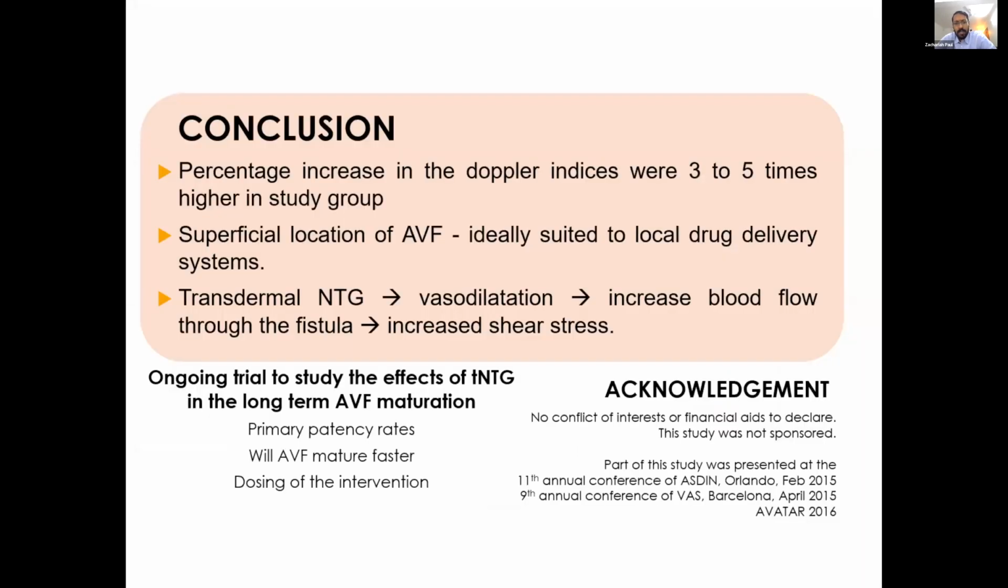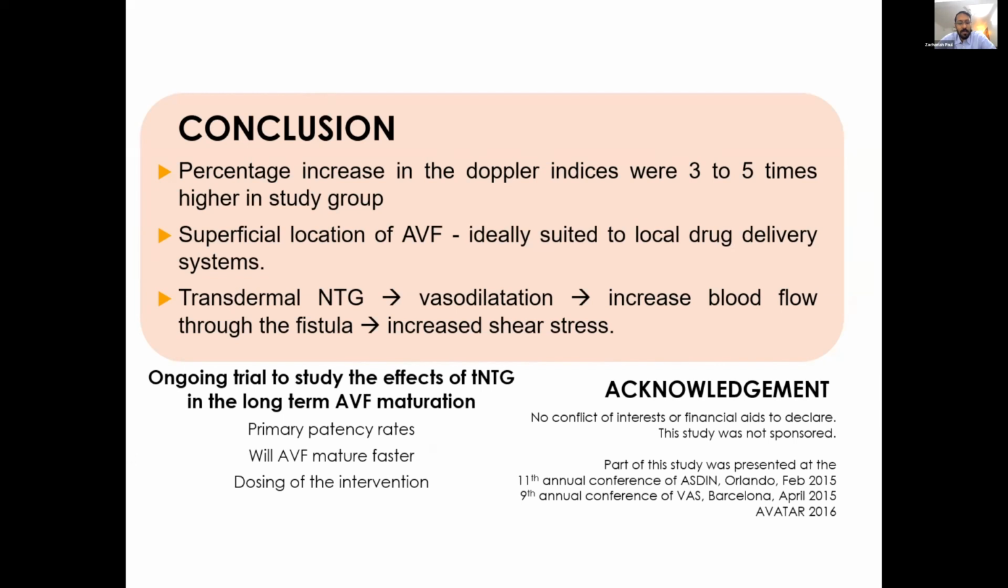To conclude, using a nitroglycerin patch releasing 5 mg over 24 hours, the Doppler indices increased 3 to 5 times more than in the control group. And being able to apply that superficially just over the anastomosis was an ideal area where a local drug could be delivered to bring about vasodilation. When there is vasodilation, that increases the blood flow, increases the shear stress, and minimizes the risk of neointimal hyperplasia. Of course, this was just a study to show whether it would cause an effective change in the initial period, which it showed.